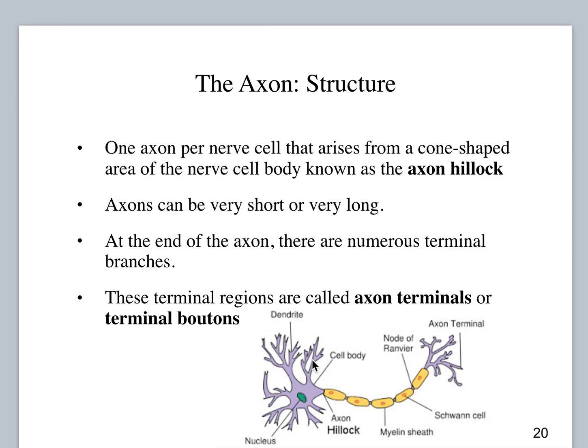Now look at the axon. Usually there's only one axon per nerve cell. Axons can be very long or very short. At the end of the axon are numerous terminal branches. So it forks out like the branches of a tree. If this is a motor neuron, that way it can innervate multiple motor cells, multiple muscle cells. The terminal regions of the axon are called axon terminals or terminal boutons.